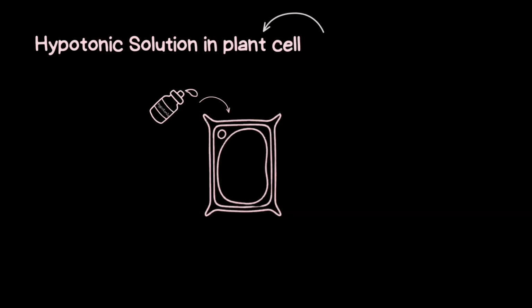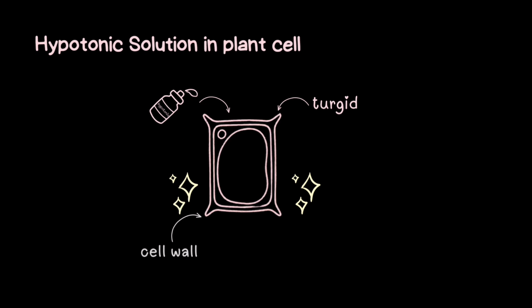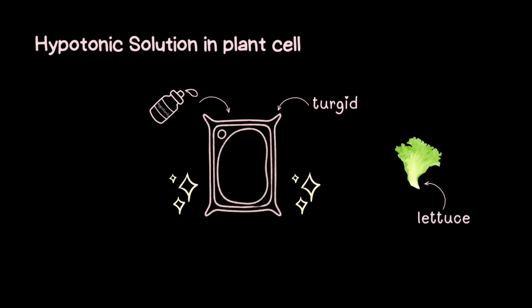Meanwhile, in plant cells, the cell becomes turgid, which means firm, stiff, and full of water. Unlike animal cells, plant cells usually do not burst because they have a strong cell wall that helps support and protect them. This is actually a good thing because it helps plants stay upright and healthy. Think of a fresh lettuce leaf or a healthy plant after being watered. It looks firm because its cells are full of water. So unlike a hypertonic solution where water leaves the cell, a hypotonic solution causes water to enter the cell.